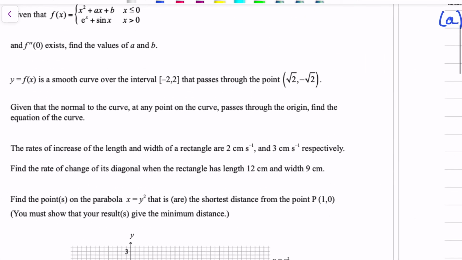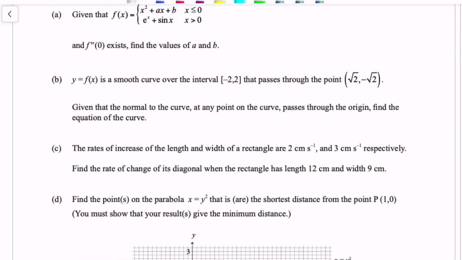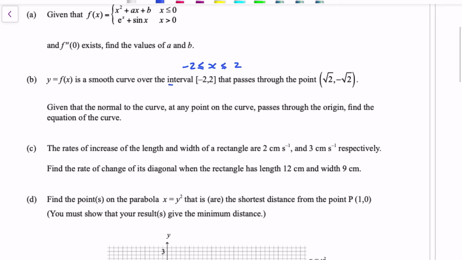Okay, part B. y equals f of x is a smooth curve over the interval [-2, 2] that passes through... So what this interval means is -2 is less than or equal to x is less than or equal to 2. Square brackets mean equals is included. And that's an interval, whereas the second part of this here is a coordinate. But generally speaking, if I had an interval with round brackets, it would mean less than or greater than, not including the endpoints. But that's actually a small detail. That's not actually a big deal in this question.